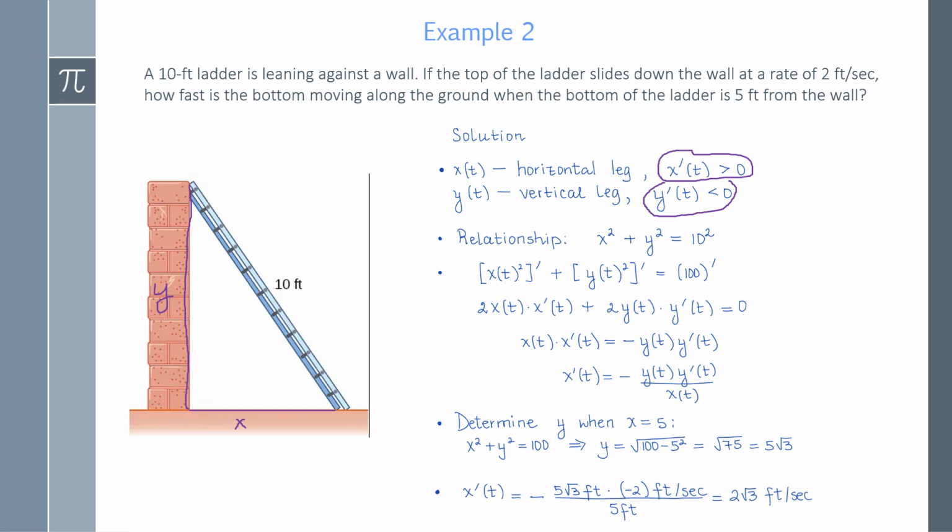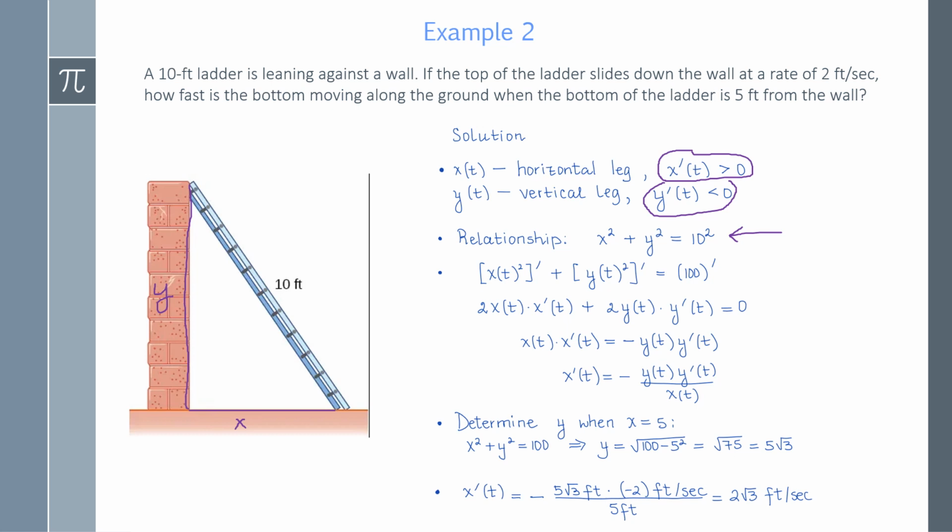Well, we can apply the Pythagorean theorem here, and we know that in a right triangle, the sum of the squares of the two legs is equal to the square of the hypotenuse, so that is where this equation comes from. x squared plus y squared is equal to 10 squared, which is 100. Okay, so that's the relationship that we're going to use in solving this problem.